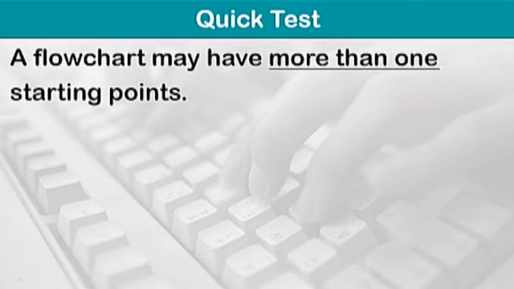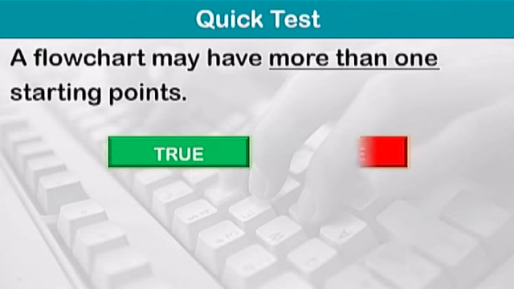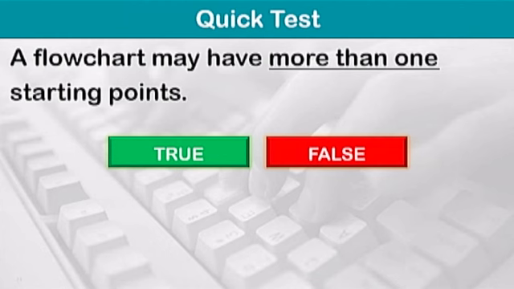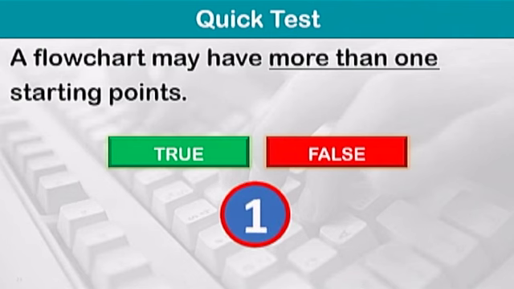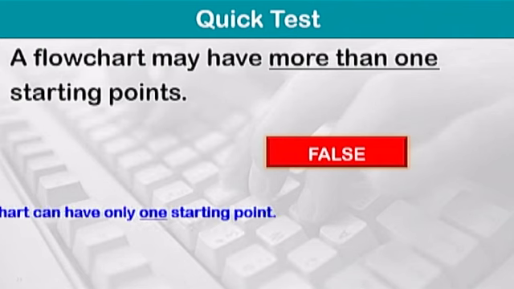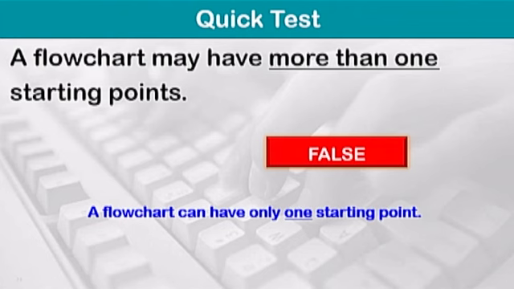A flowchart may have more than one starting point. Is it true or false? This statement is false. Another thing we learned in the guidelines was that a flowchart can have only one starting point. Next question.